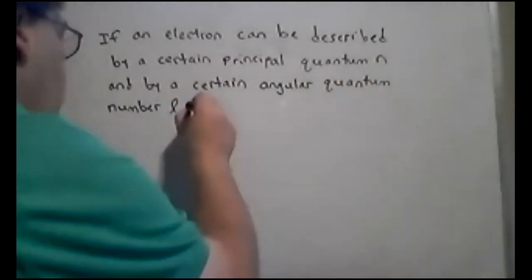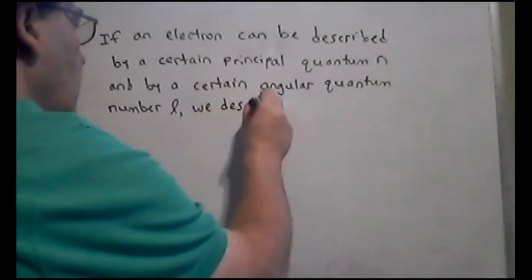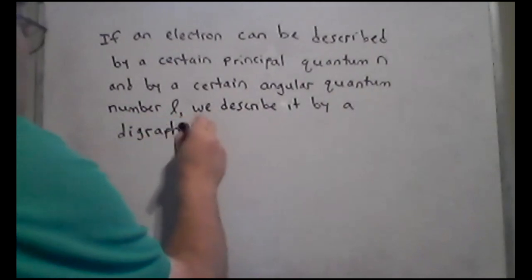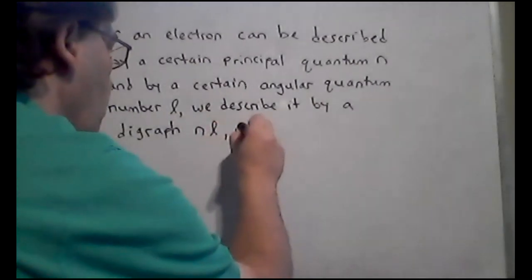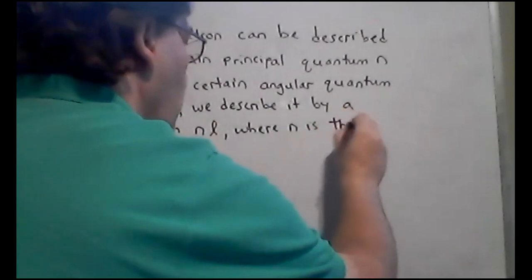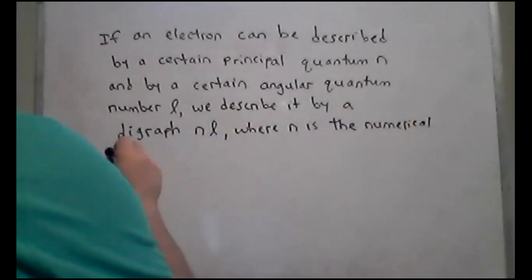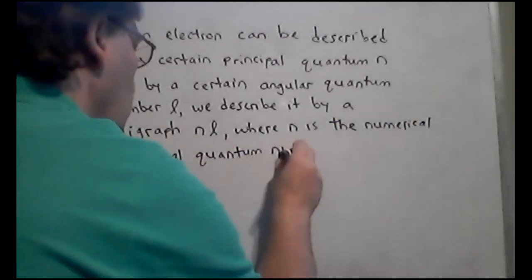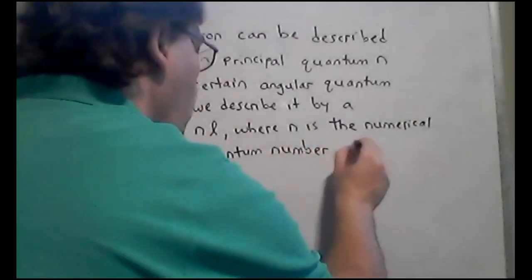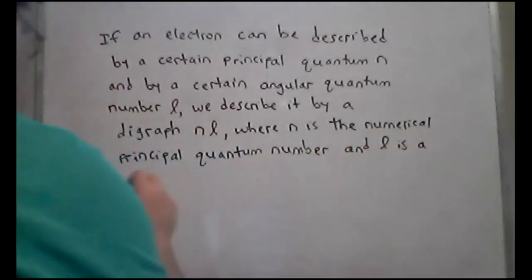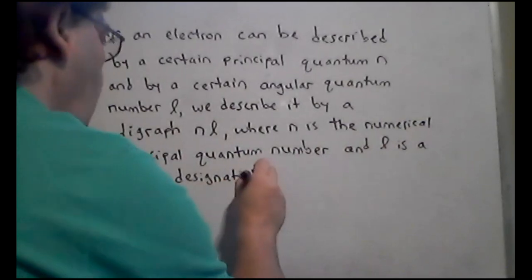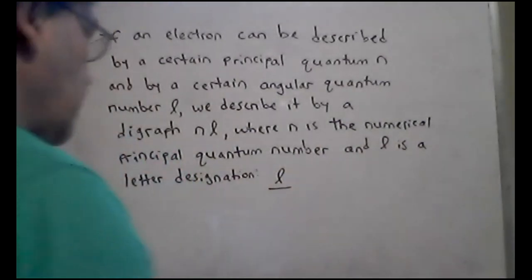we describe it by a digraph nl, where n is an integer, the numerical principal quantum number, and l is a letter designation. You can think of l in this way: if I know my l, what is the letter that describes it?